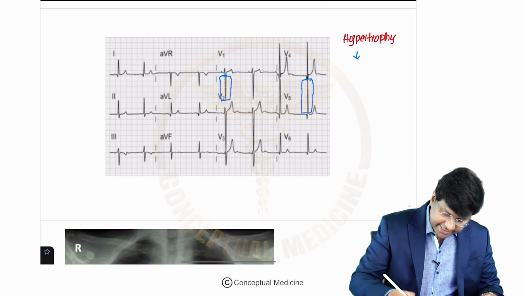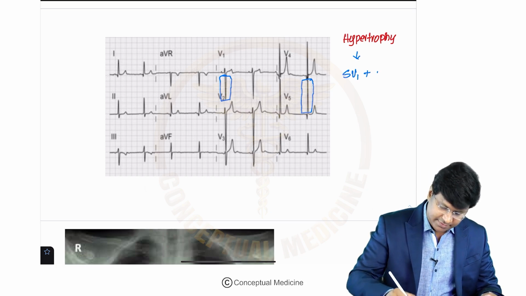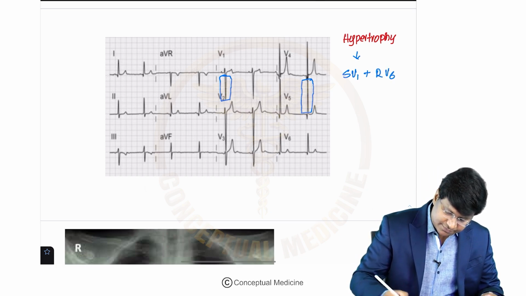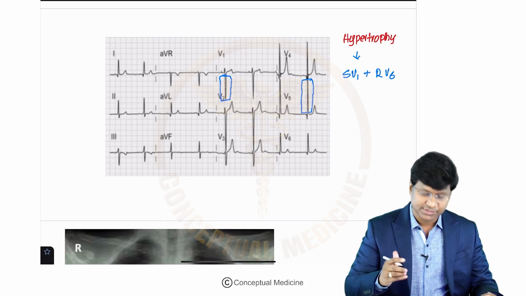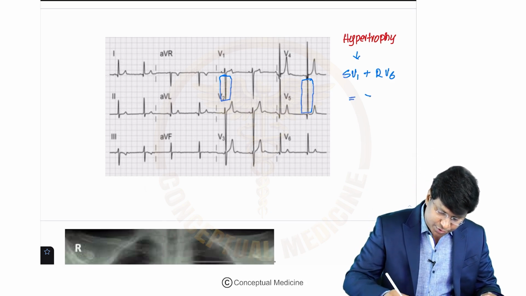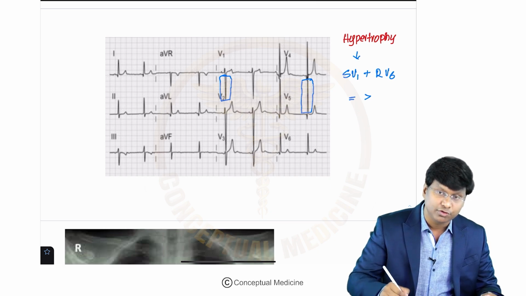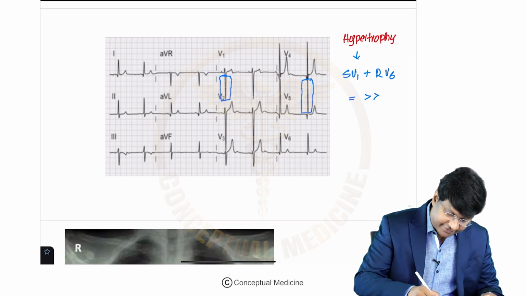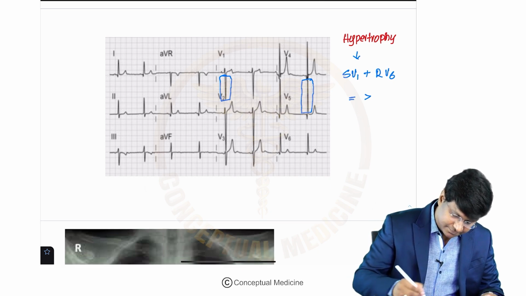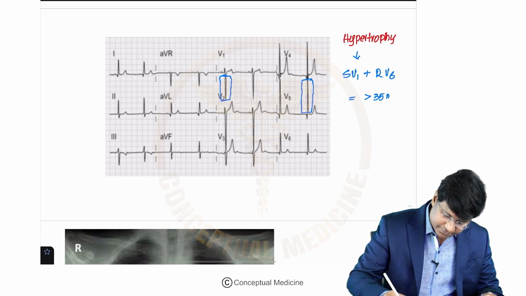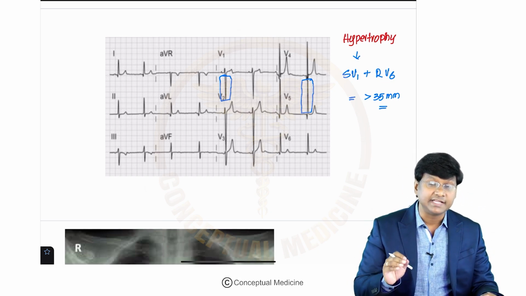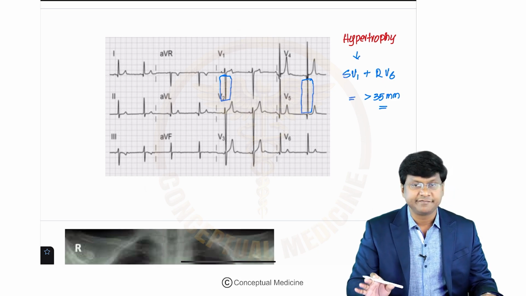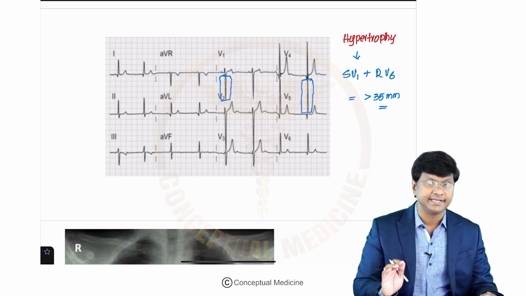So the criteria for left ventricular hypertrophy is SV1, that is S wave in V1, plus R wave in V6. The amplitude, when you sum both of these, should be more than 35 mm. Right, this should be more than 35 mm. That is the feature of left ventricular hypertrophy which is there here.